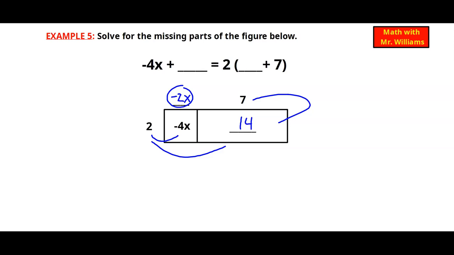I'm going to go ahead and plug in at the top here. So we have negative 4x plus our answer of 14 equals 2 times negative 2x plus 7 as my answer.